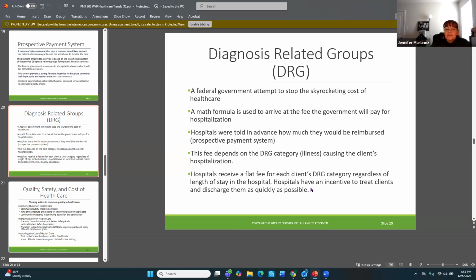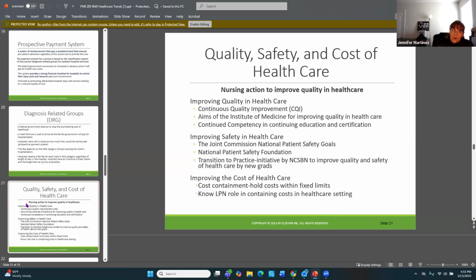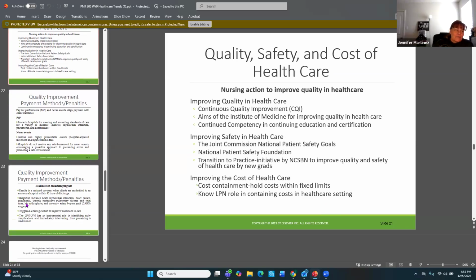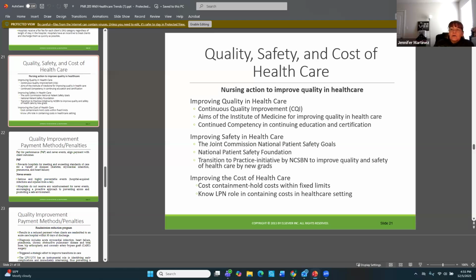So we have to really focus on the quality of the care that we are providing. So that brings us to quality, safety, and the cost of our healthcare. So we look at quality and safety. According to CMS, which is your Centers for Medicare and Medicaid Services, trillions and trillions of dollars are spent on healthcare. And so as future nurses, what do you think are some of the reasons why healthcare costs keep rising?